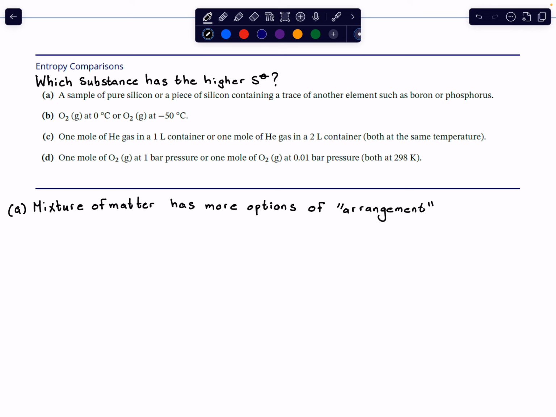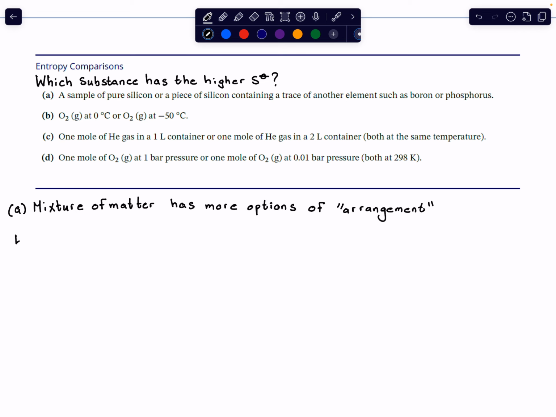Therefore, the silicon that contains the trace element will have the higher entropy, and therefore also the higher standard entropy. So something that is a mixture of matter or a mixture of elements will definitely have the higher entropy.